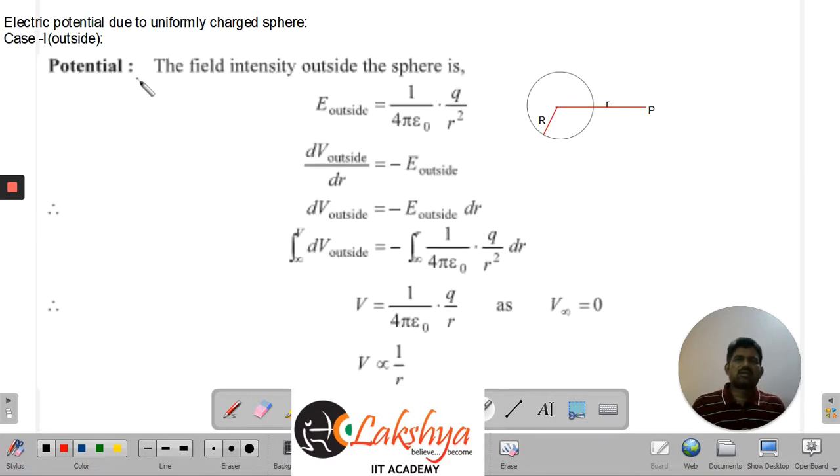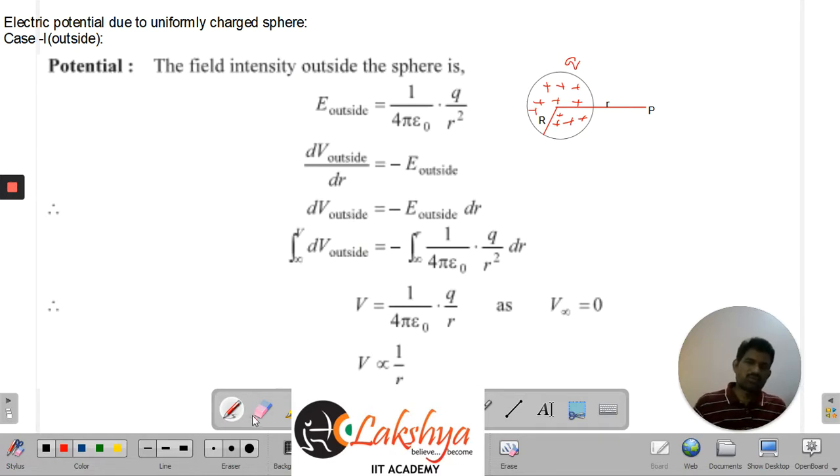And next, electric potential due to a uniformly charged sphere. Uniformly charged sphere in the sense that the charge will be distributed throughout the volume, inside the sphere also. It's a non-conducting sphere here. So throughout, the charge will be distributed. A charge Q is distributed throughout this.